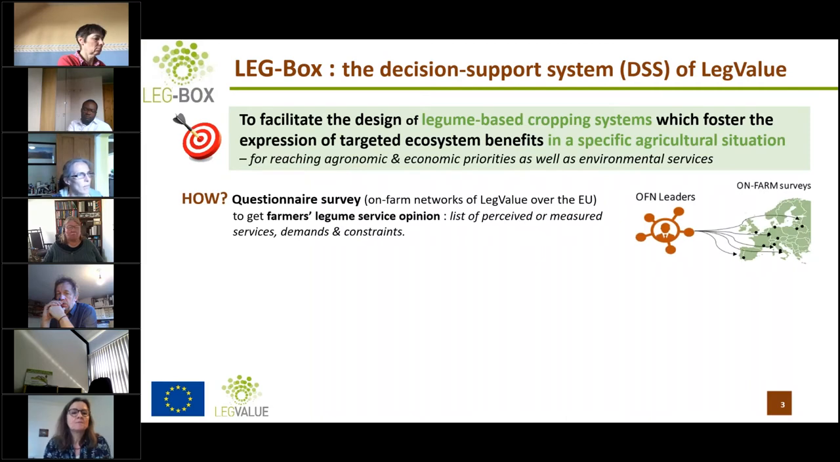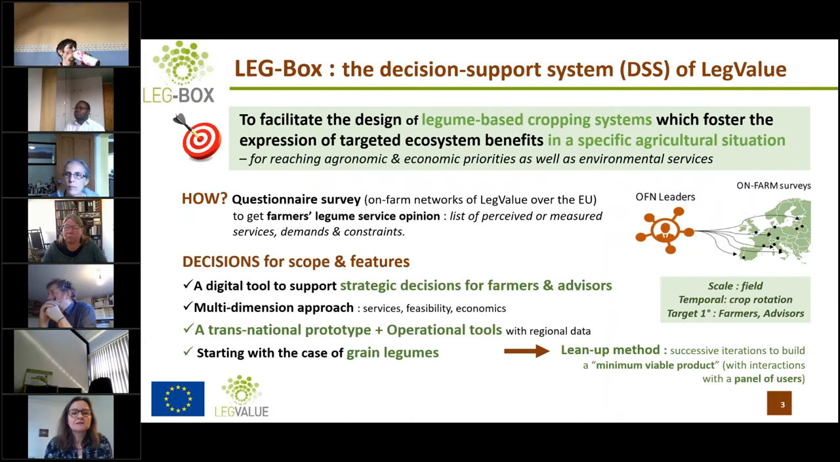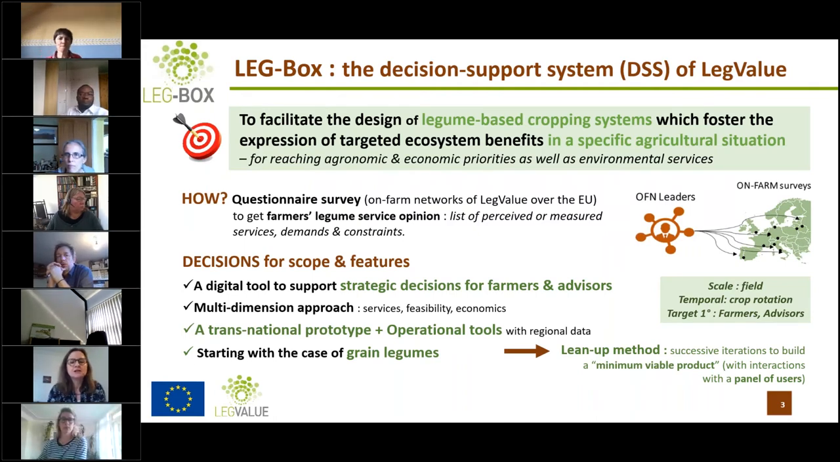So how to proceed? The partners from LegValue launched a questionnaire survey over the on-farm networks of LegValue in order to get the farmers' opinion on legume services and to better understand their demand, their constraints, and if possible, their measurement of the services. After the analysis of these questionnaire surveys and based also on the partners' brainstormings, decisions have been taken for the scope and the features of this tool. It shall be devoted to strategic decisions and to support especially farmers and advisors. So the field is a priority for the tool. It should get a multi-dimensional approach. And we decided to base it on a transnational prototype plus translation into operational tools with regional data.